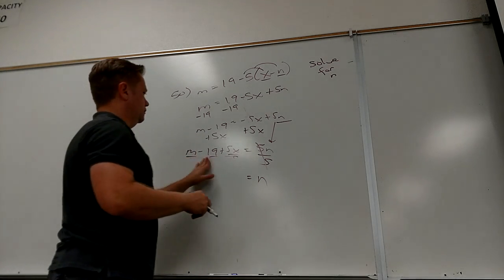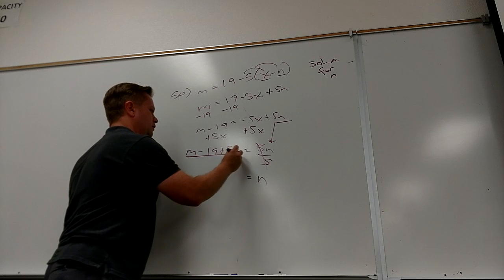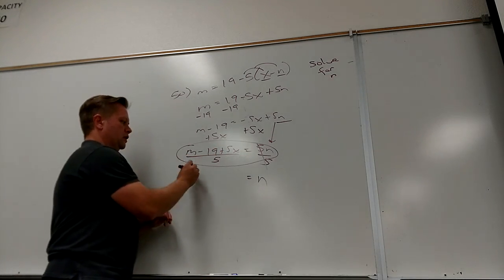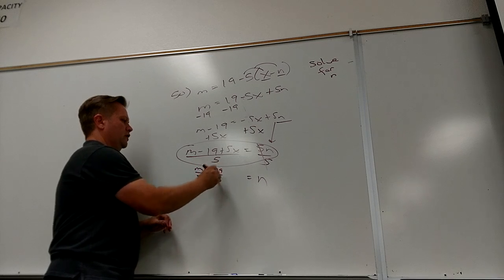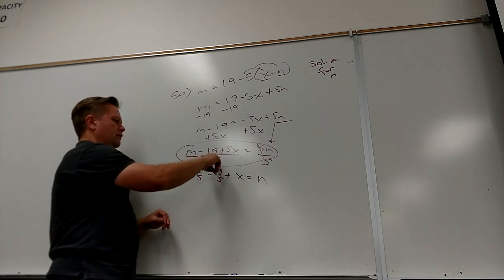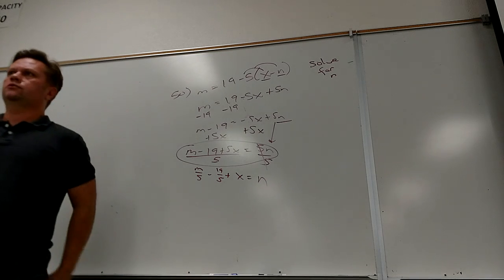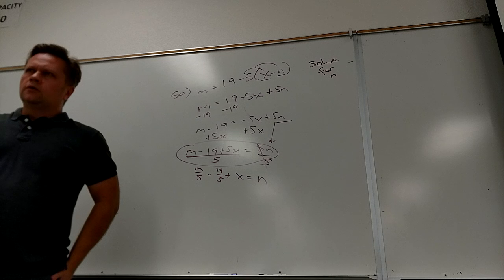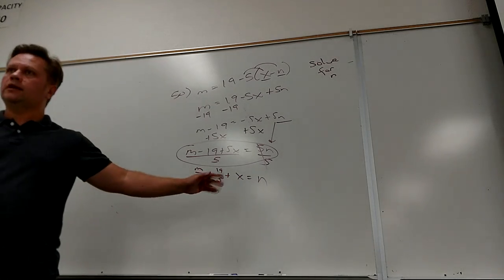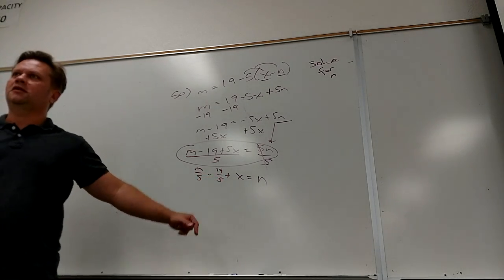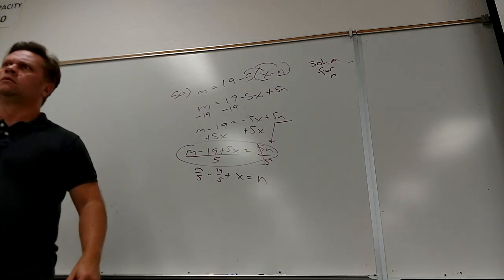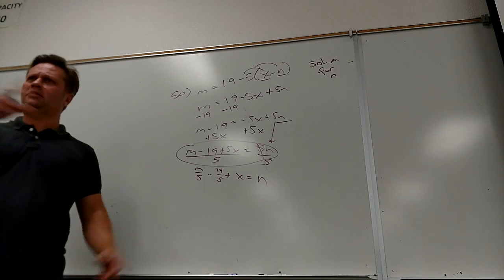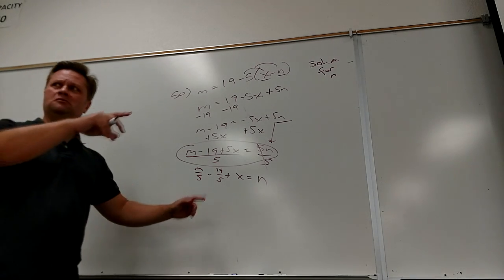It's either going to be this, and you're done, or it's going to be m over 5 minus 19 over 5 plus x, because 5 divided by 5 is 1. It's one of those two. You can ask questions, it's all right. Is that all right? Are we moving on? We're moving on.